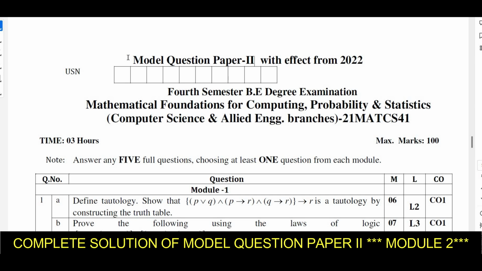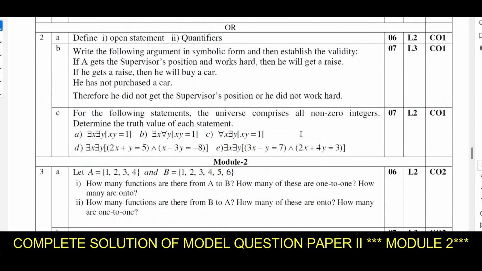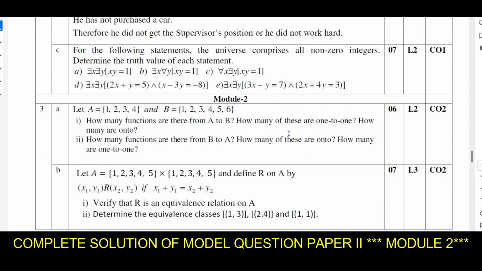In this video, I am going to discuss the solution for Model Question Paper 2 for the 4th semester BE degree examination with the subject title Mathematical Foundation for Computing, Probability and Statistics, for Computer Science and Allied Engineering branches, with the subject code 21MATCS41. In this paper 2, I will be discussing the continuation of whatever I discussed in the previous video.